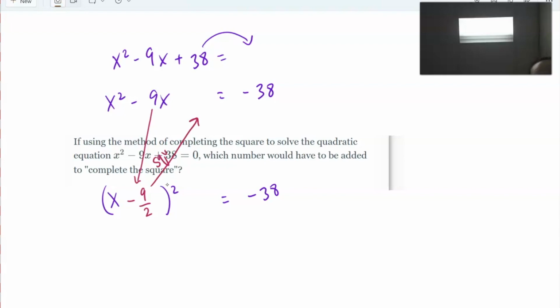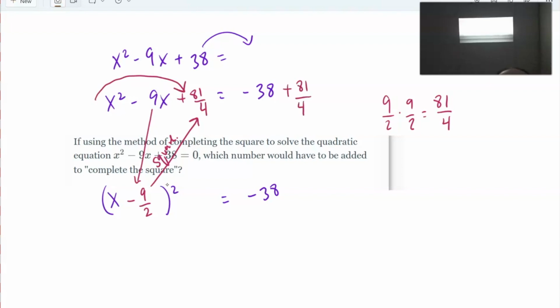And what does square mean? Square means I multiply by itself. So this is really 9 over 2 times 9 over 2, which is going to give me 81 over 4. And then my three-step process is I multiply this and apply to the other side. So this is plus 81 over 4 on this side.